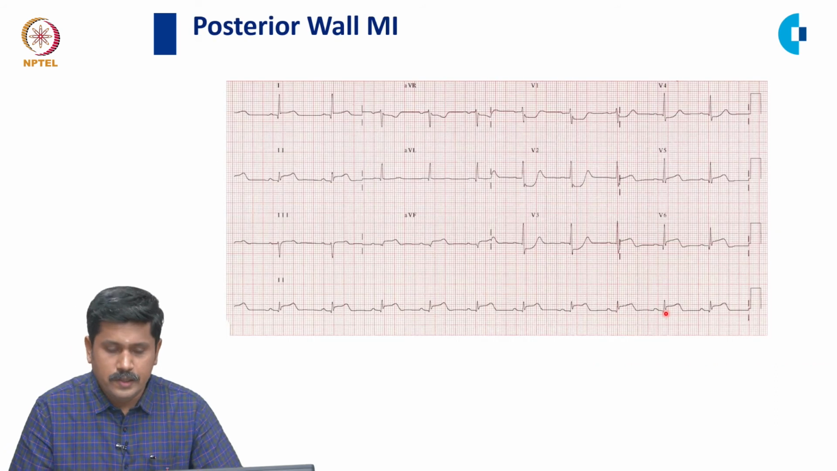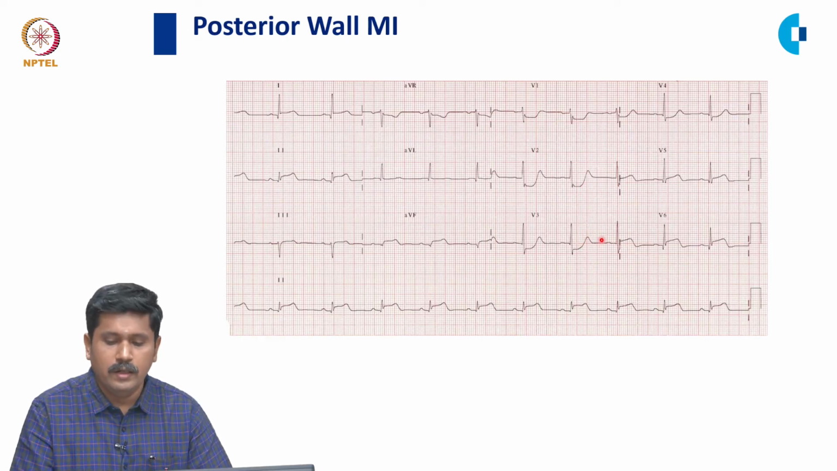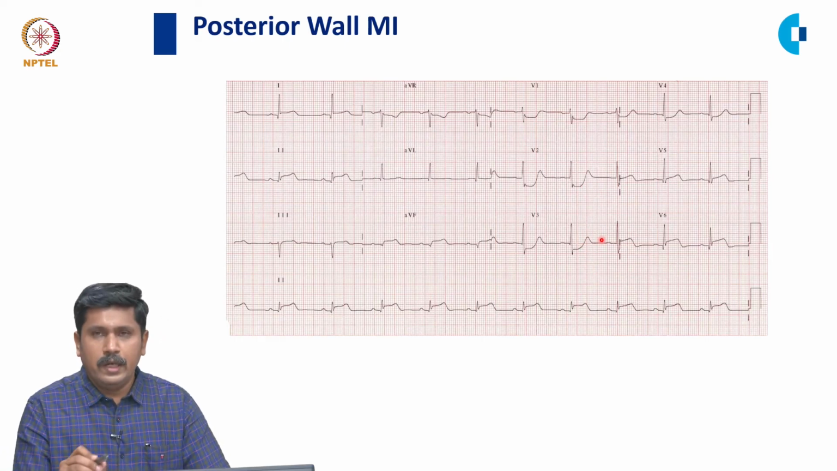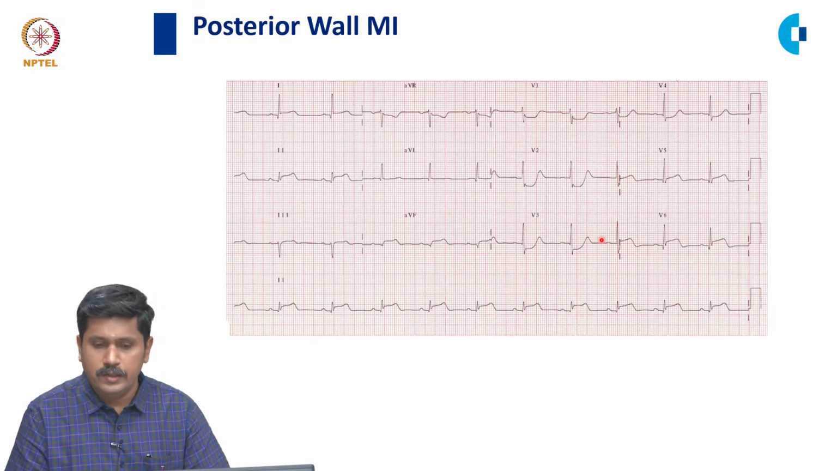So, this is the previous ECG. Here you can see there is an ST segment depression of more than 0.5 millimeter in leads V1, V2 and V3, and there is a tall and upright T wave, which indicates the presence of a posterior wall MI, which should be confirmed by taking a posterior lead ECG.